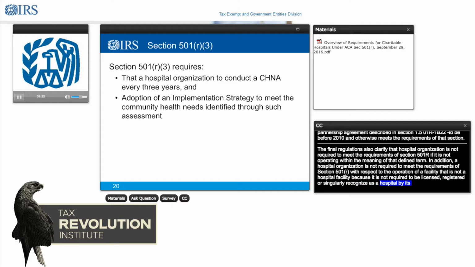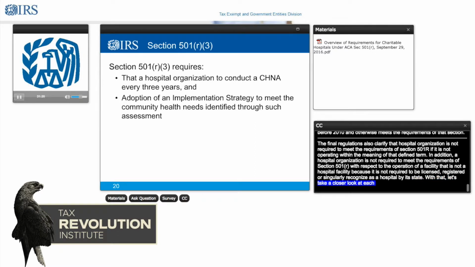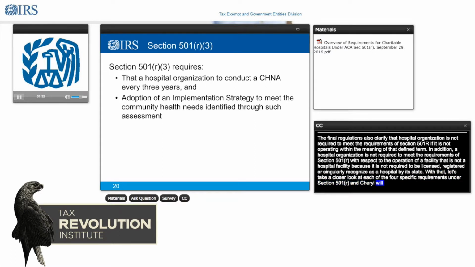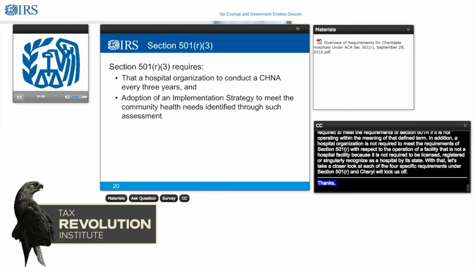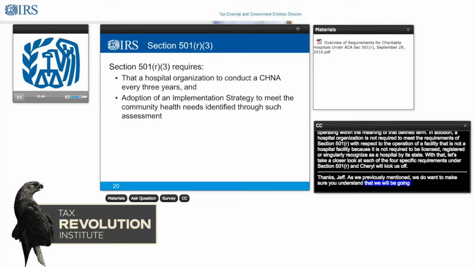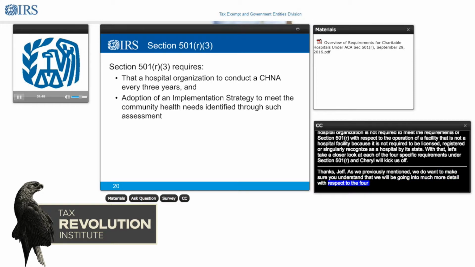And with that, let's take a closer look at each of the 4 specific requirements under Section 501R, and Cheryl will kick us off. Cheryl? Thanks, Geoff. As we previously mentioned, we do want to make sure you understand that we'll be going into much more detail with respect to the 4 additional requirements under Section 501R in subsequent presentations that will be delivered over the next several months.